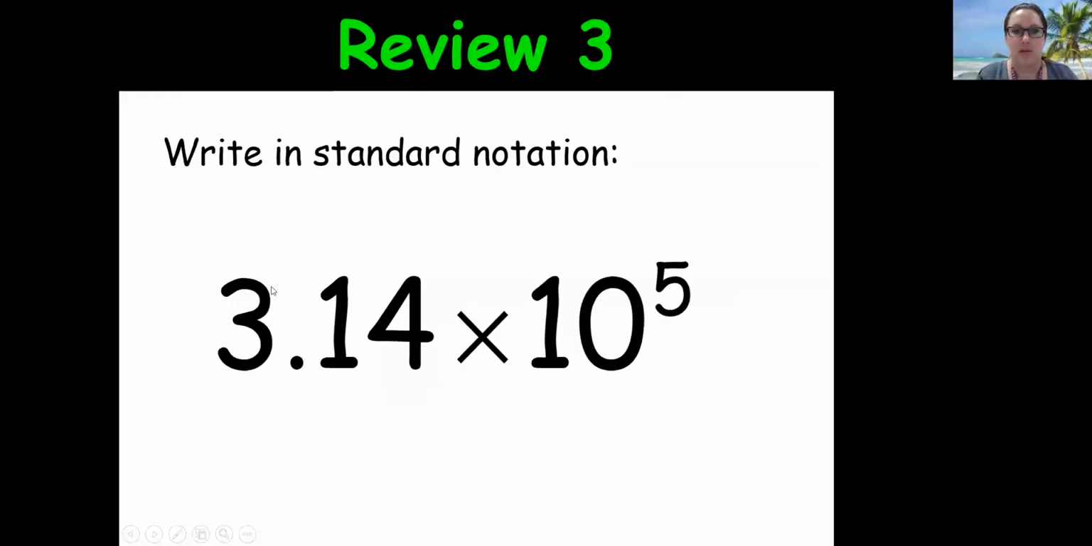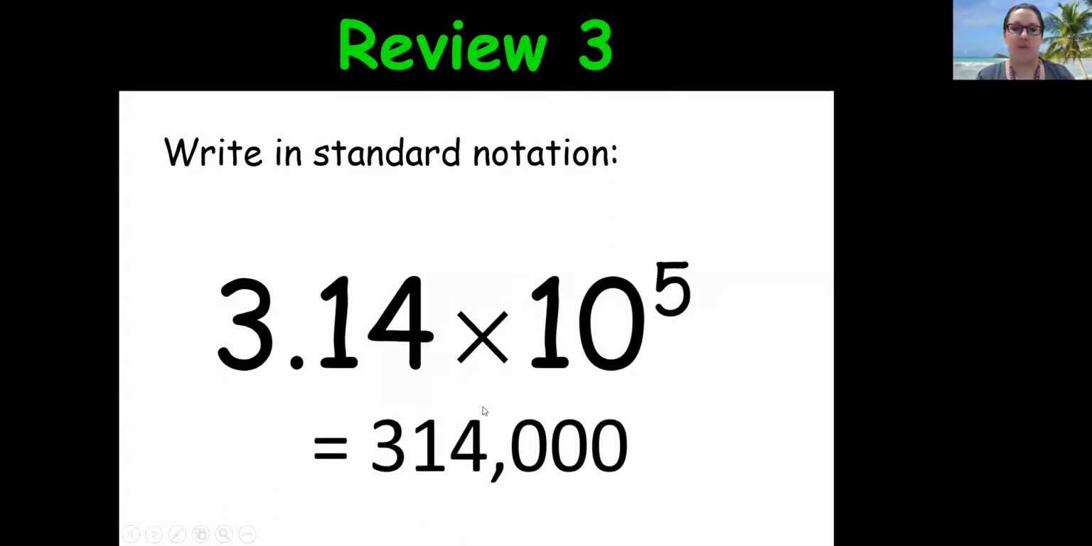So we've been talking about scientific notation. Remember, scientific notation is the shortcut way of how we write really big and really small numbers. This is an example of scientific notation. It's a number with only one digit in front of the decimal times 10 to an exponent. The other day, we talked about how to change from scientific notation to standard notation. If the exponent is positive, we move the decimal to the right that many times. So we would go to the right 5 times, and the answer to this one is 314,000.